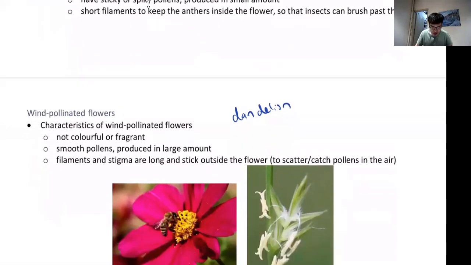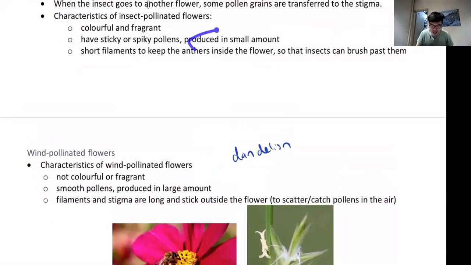So this is just like a dandelion, and they produce a large amount because just now, the insect-pollinated one is like a sniper, very accurate. They ask the bee to go to another flower, so the chances of pollinating are very high. This one, once the wind blows, they don't know where they will go, so they just produce in large amounts. Hopefully they can cover everything. So it's like a machine gun. It's not accurate at all.